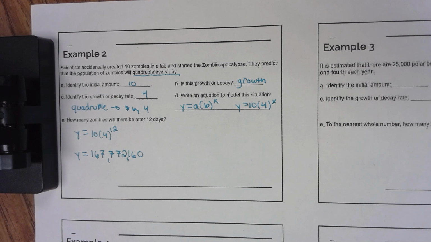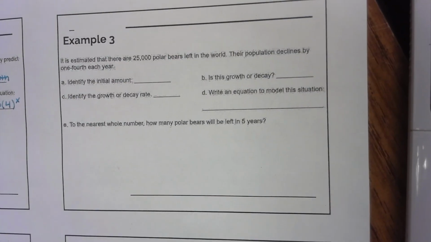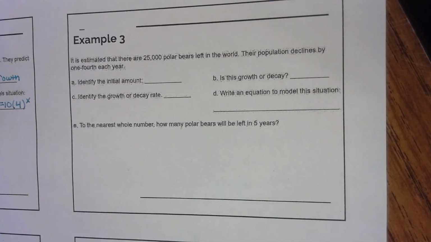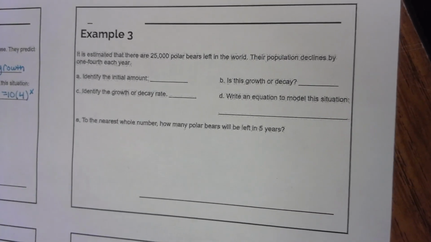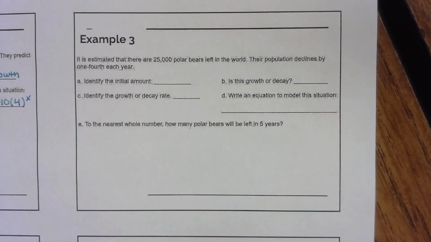All right, before I move on from example 2, any questions with how I'm setting up the equation or how I'm getting this value? Okay. Example 3 works out a little bit differently. And again, it's all based on how that multiplier or the base is being communicated, our growth or decay rate.